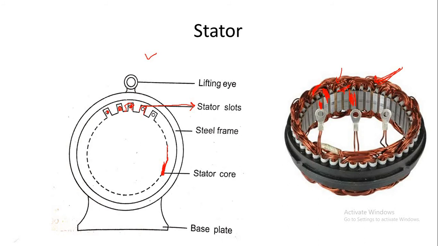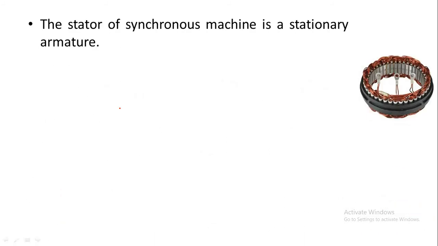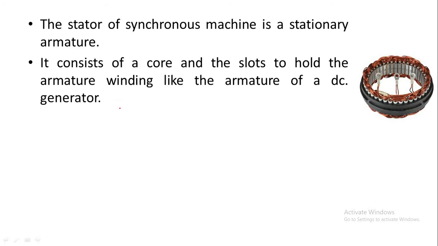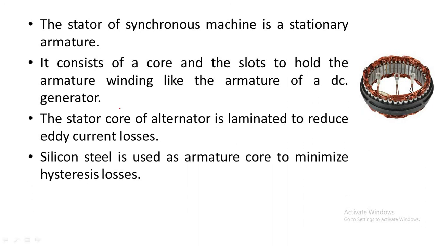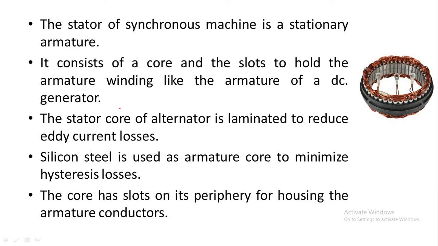Before going to the rotor, just look at the points. The first point is that the stator of a synchronous machine is a stationary armature, and it consists of core and slots to hold the armature winding, like the armature of a DC generator. The stator core of the alternator is laminated to reduce eddy current losses. Silicon steel is used as the armature core to minimize hysteresis losses, and the core has slots on its periphery for housing the armature conductors. This is about the stator.